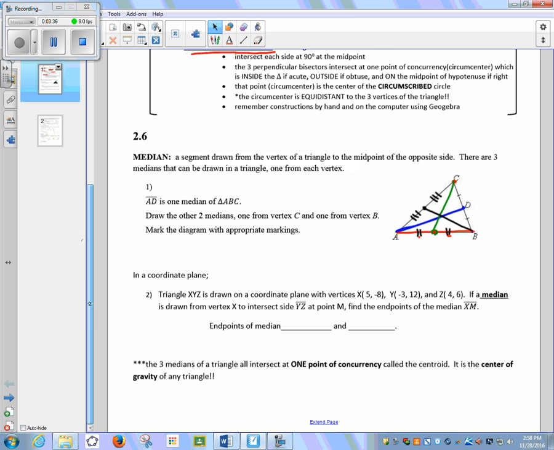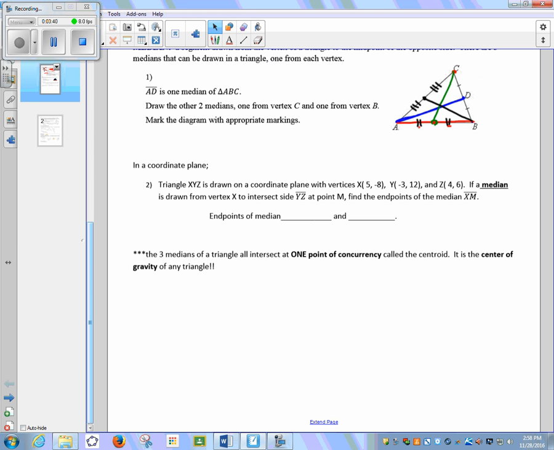Okay, so just to tie this in a little bit with what we've learned about the coordinate plane, if we have a triangle that's drawn on the coordinate plane with the vertices 5, -8, -3, 12, and 4, 6, picture that. It doesn't have to be exact, but 5, -8, let's say, is down here. -3, 12 is up here, and 4, 6 is here. So we have this triangle. Oh, there's a little curvy wave in my smartboard here. I can't draw a straight line.